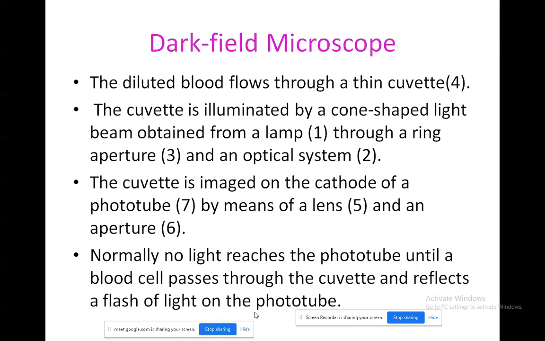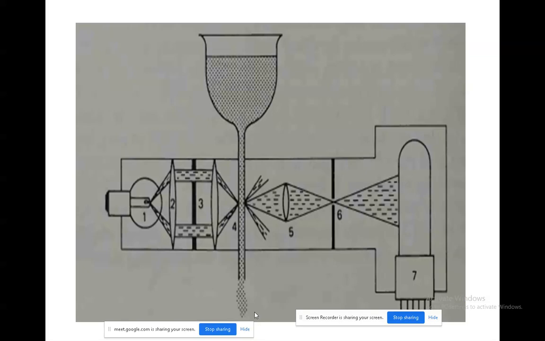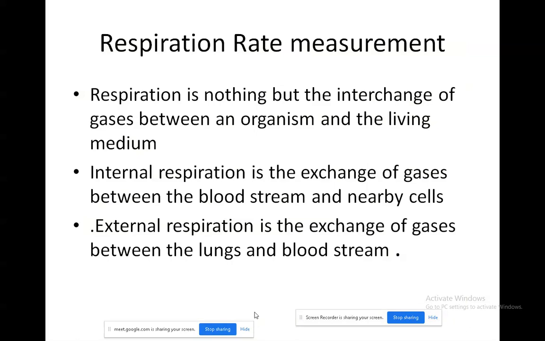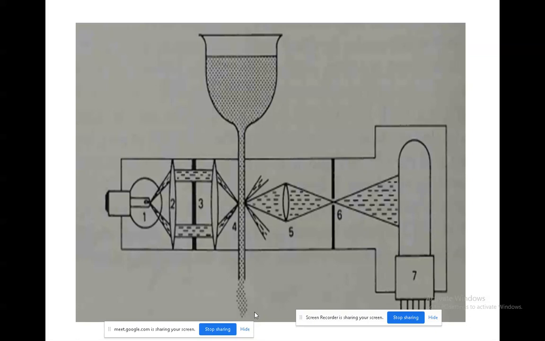Normally, no light will reach the phototube until a blood cell passes through the cuvette and reflects a flash of light onto the phototube. So, this is your cuvette, and you'll have a lens here. Due to the blood flow, the presence of blood cells will reflect the light back. If there is no light, that means there is no presence of blood cells in the cuvette. If you have a blood flow in the cuvette, then light will pass from the lamp, and the image will appear after reflecting back from the lens. So based on that, you will be measuring the blood count.